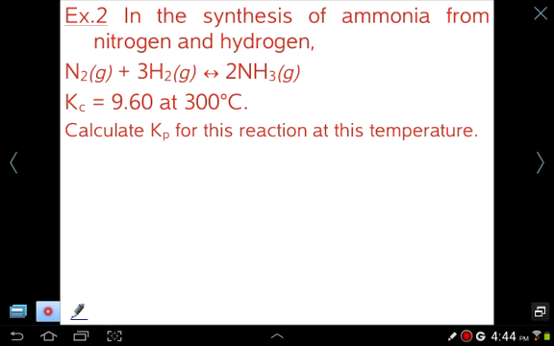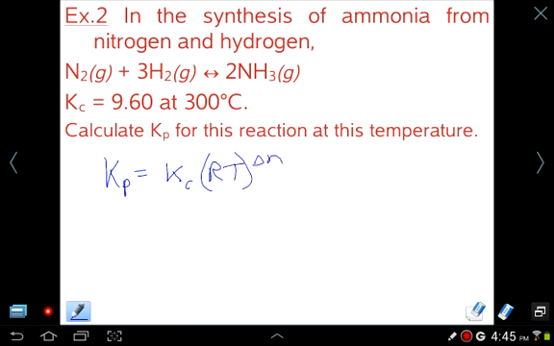So here we have synthesis of ammonia from nitrogen and hydrogen. We're given a balanced equation, and we're given the Kc for the system. And because most of these are gases, it's much more convenient to define Kp. So why don't we go ahead and solve for Kp in terms of Kc. So if you recall, our equation said that Kp is equal to Kc multiplied by RT to the delta N.